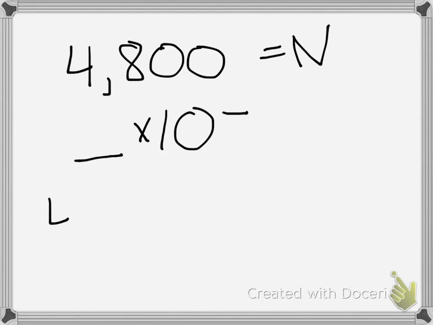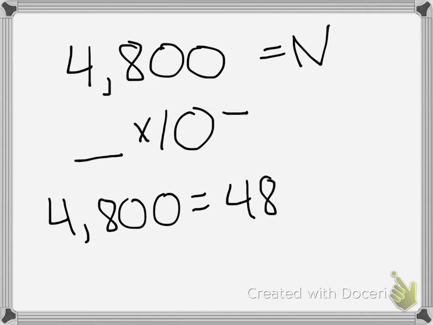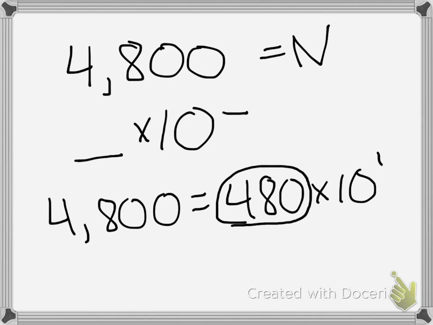Certainly, 4,800 is equal to 480 times 10, right? So times 10 to the 1. I can write that. It's true. But this 480 is not between 1 and 10. So that's not really going to help me. I need to work harder.